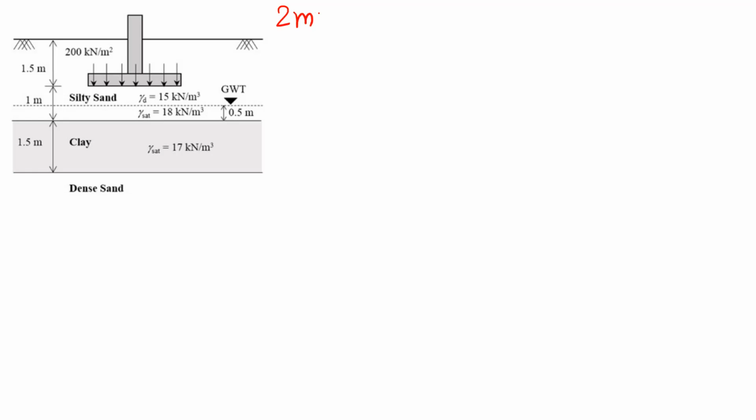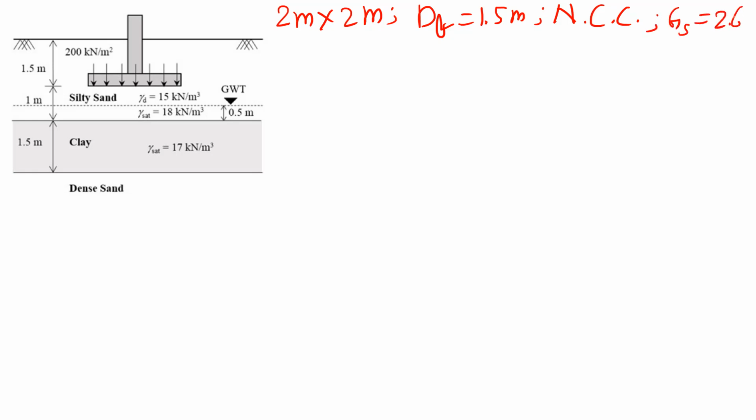Size of footing is 2 meter cross 2 meter. Depth of the footing is given as 1.5 meter. And it is given as normally consolidated clay, whose specific gravity is also given as 2.65, and the compression index is given as 0.3. So we have to find out the settlement of the clay layer, that is primary consolidation.